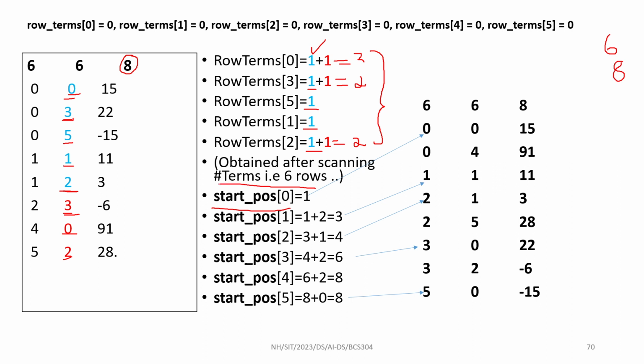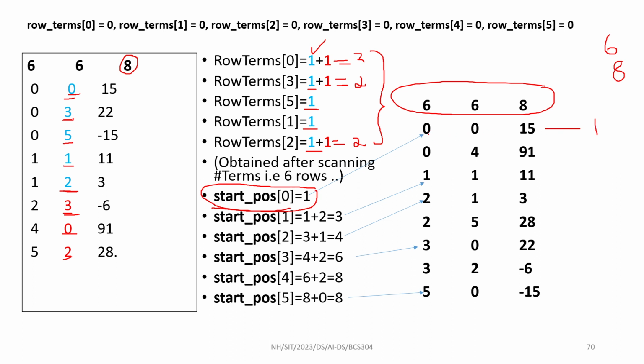This is the first step. This is the one important step that is required. Starting position of 0 is 1. That means we are going to put all the data from this index 1. This is the reversed one, row and column value. Now it is column and row value. So this is the place we are going to put the first data.